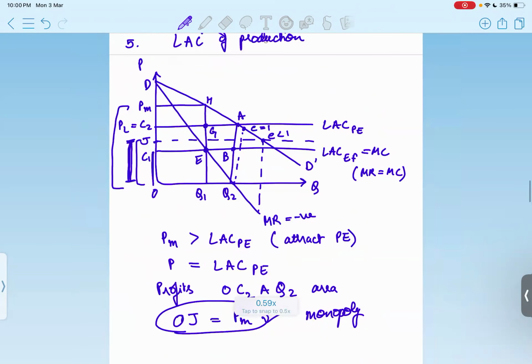And here we complete all the different theories and models which are under the oligopoly market.